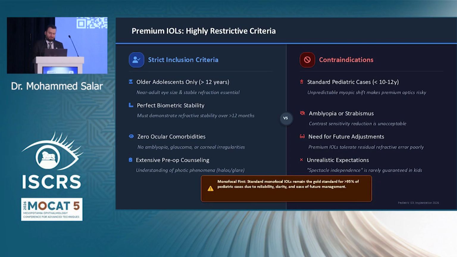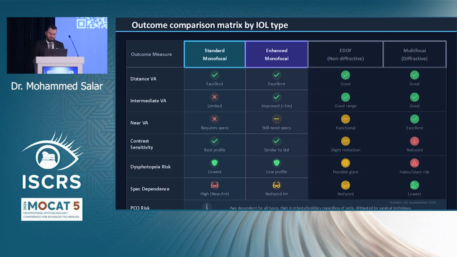So the strict inclusion criteria for a premium IOL are: older adolescents only, above 12 years, perfect biometric stability, zero ocular comorbidity, and extensive pre-op counseling. And as we discussed, the standard monofocal remains the gold standard for more than 95% of pediatric cases due to reliability, clarity, and ease of future management. This is the pros and cons of each IOL: the standard monofocal, the enhanced monofocal, the EDOF, and the multifocal also.